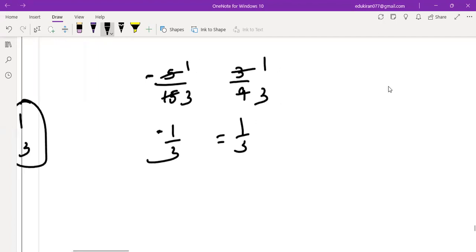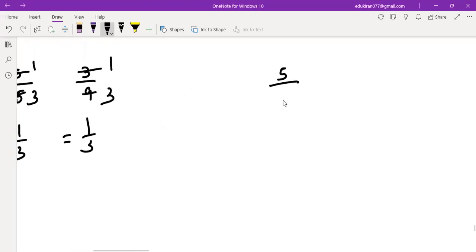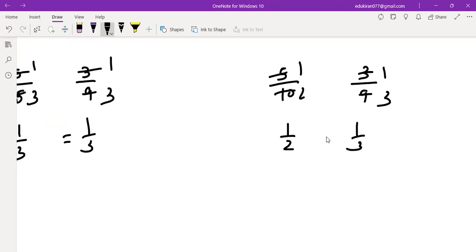Right? In case the other pair can be 5 upon 10 and 3 upon 9. So it will be 1 upon 2, and it will be 1 upon 3. Again, they are not equal. Okay? Okay, ma'am.